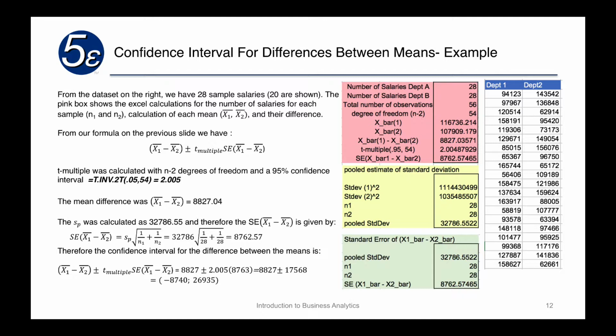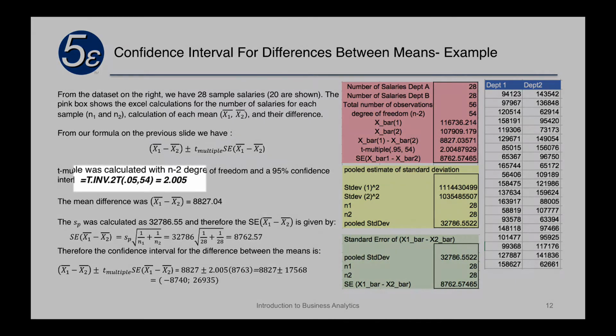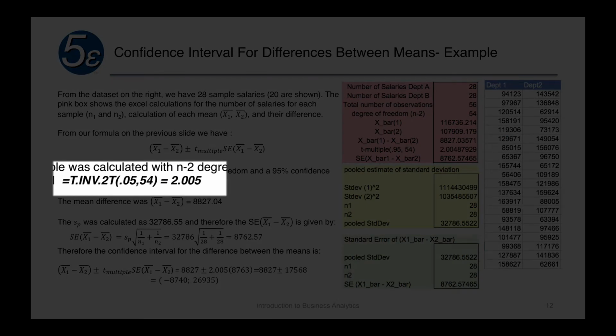So we're going to use, again, the equals T.INV to give us the area under the curve of a t-distribution. We do the .2T for the two-tail, and we do 0.05 because we want 0.05 of the curve underneath those two tails. And so it's going to be comma 54 for the degrees of freedom.